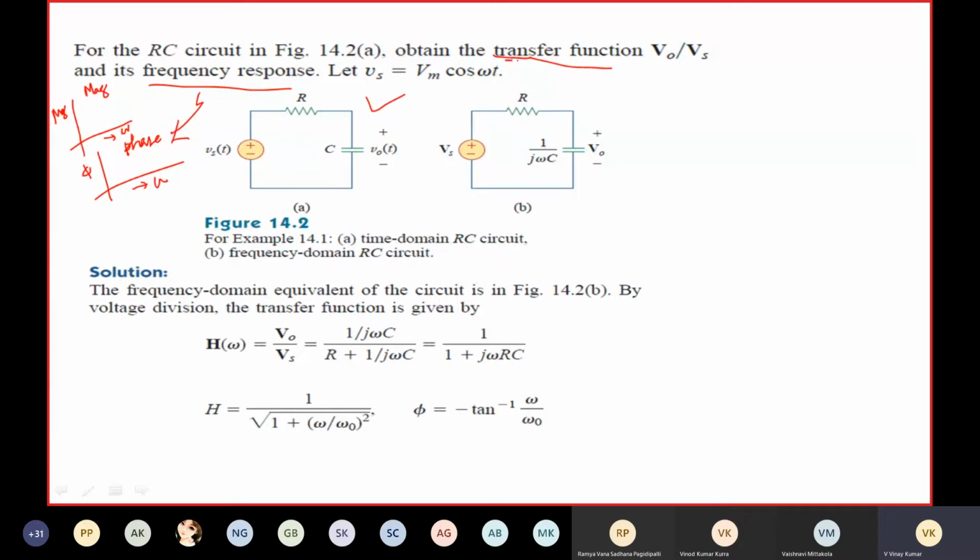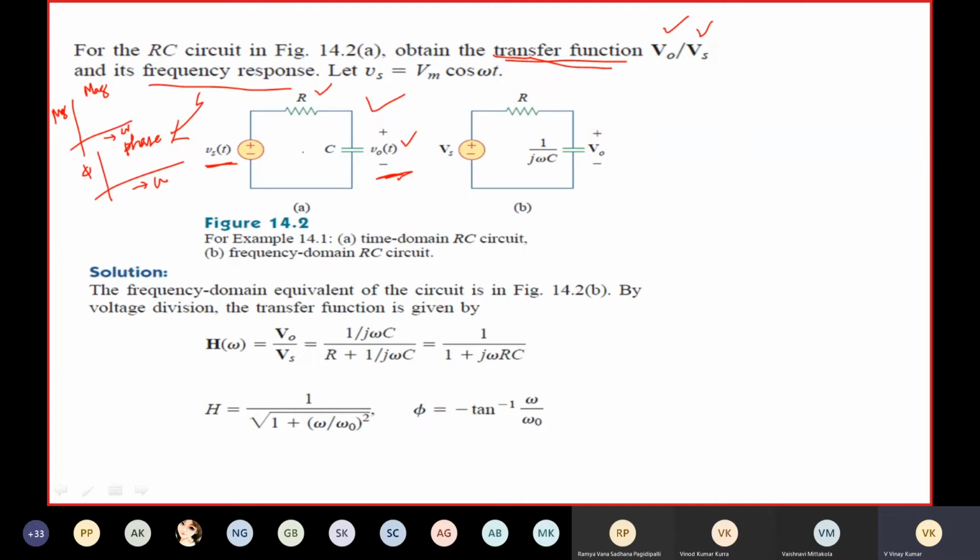Then first you are going to find the transfer function. Transfer function is the ratio of output to input. Here this is the input voltage. You are collecting voltage across the capacitor. This is the output voltage, right? This is the circuit in the time domain, the time domain RC circuit.